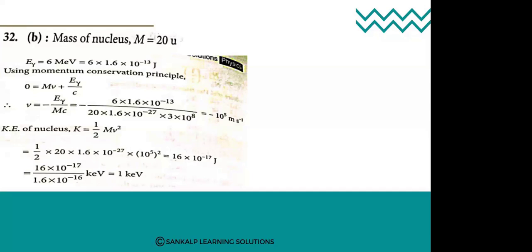Here that is 6 into 10 raised to minus 13 joule. Why is it written like this? Because it is a conversion. They have converted energy into joules. To convert energy into joules, E is equal to 6 mega electron volt. 6 into mega means 10 raised to 6. Electron volt means 1.6 into 10 raised to minus 19 joule. So it is 6 into 1.6 into 10 raised to minus 19, and this is plus 6, so it will become 10 raised to minus 13 joules.